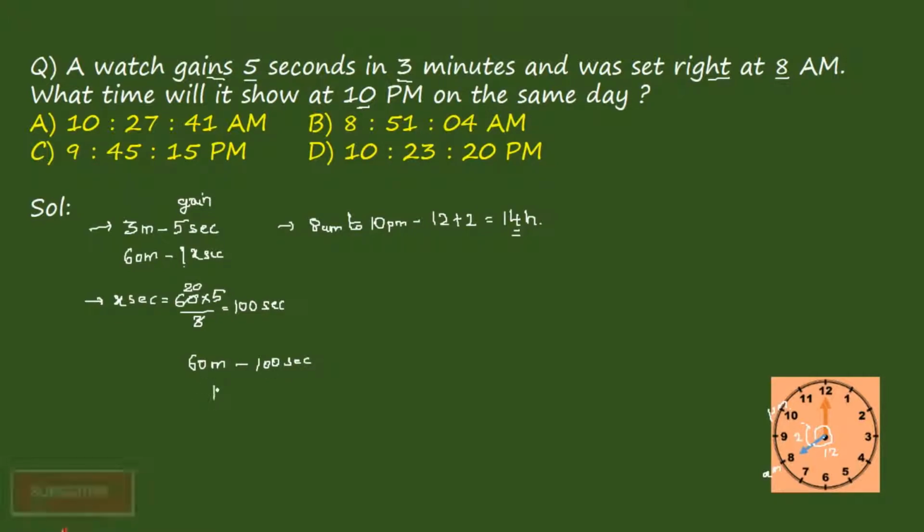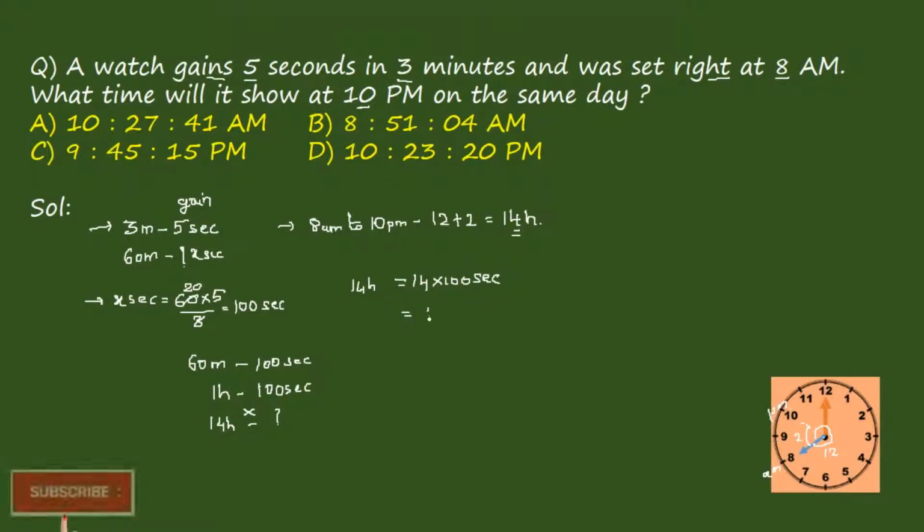60 minutes is nothing but 1 hour. In 1 hour we are getting a gain of 100 seconds. The watch becomes 100 seconds fast for every 1 hour. So for 14 hours, how much would there be an increase in time? It is nothing but 14 into 100 seconds, right? For 14 hours, it becomes 14 into 100 seconds fast. If you want, you can cross multiply and say it, okay?